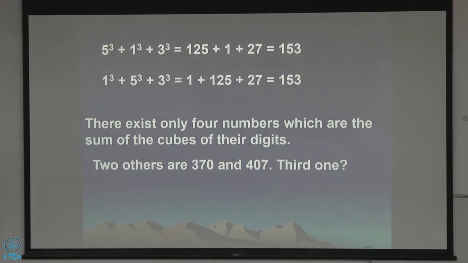There are a lot of students here. Can you give me the 4th number quickly? 3 I have given, 153, 370 and 407. The 4th one must be 371 because 1 cube will add you 1.